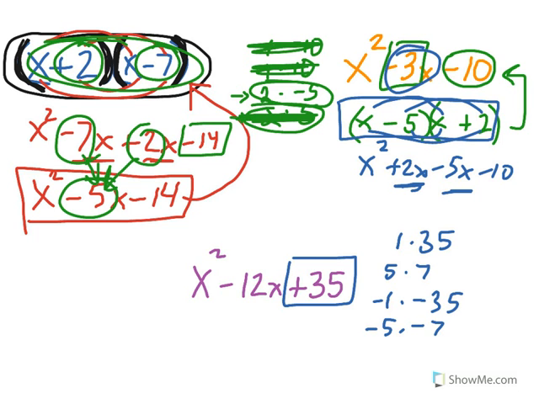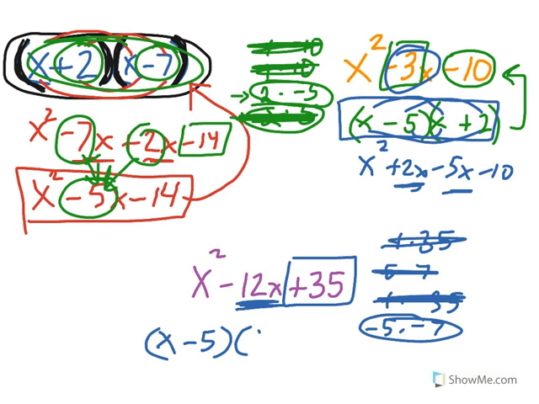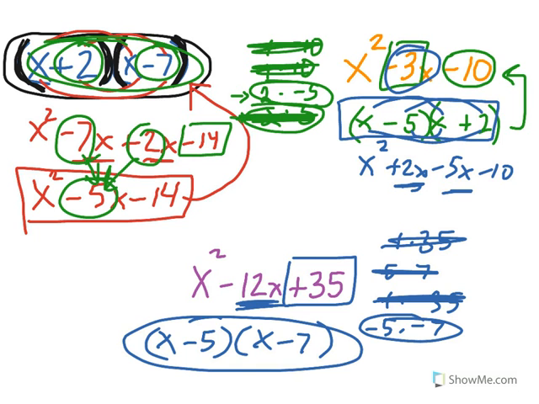And now you look through those and say, okay, what's going to get me negative 12 when I add them together? Well, that's out of the question. That's out of the question. This would get me positive 12, so I'm left with that option. So I'm going to write x minus 5 and x minus 7. Okay? And this is the factored version of that polynomial right there.